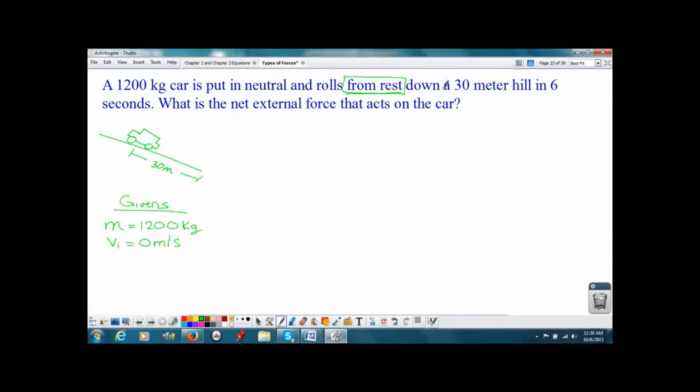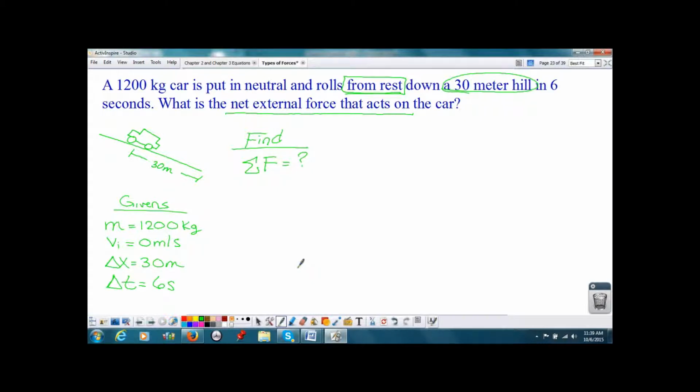Down a 30-meter hill, okay, so that's this distance. I'm going to call that x. In 6 seconds. We've got a time. And the question is, what is the net external force that acts on the car? So we're trying to find the net external force, the net force acting on the car.